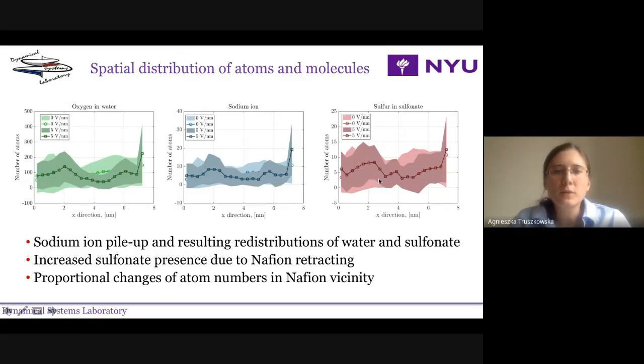But when we look at the concentrations, so the distribution of the number of atoms of each species, we see that they change proportionally. So an increase of sodium ion is also related to an increase of oxygen in water, so water molecules, and the sulfonate groups. And we can also distinguish the pileup zone.